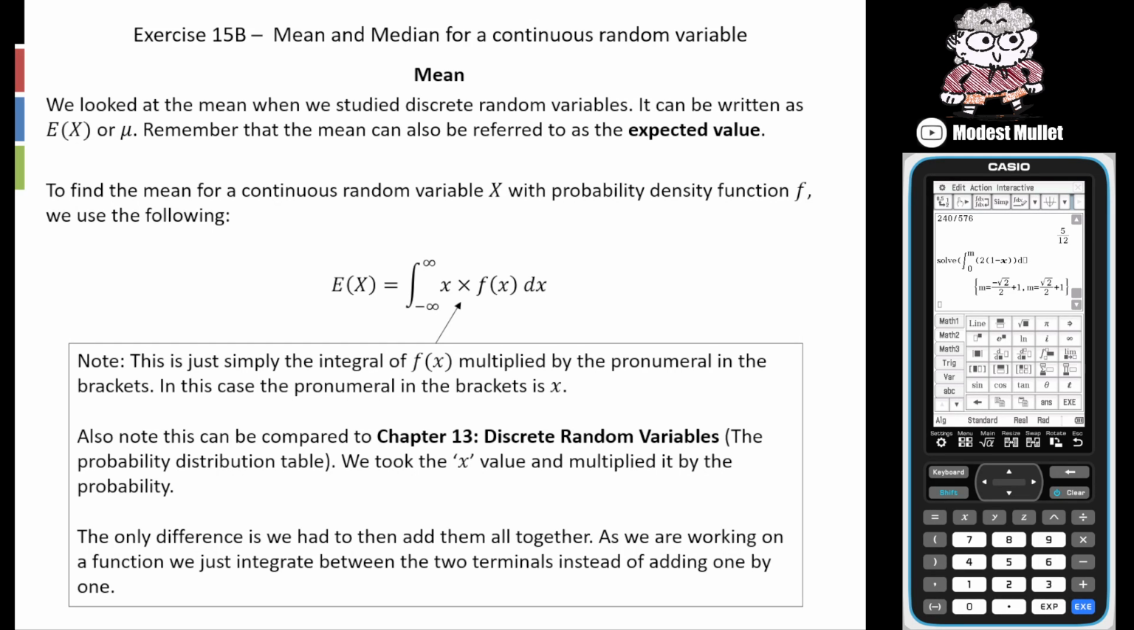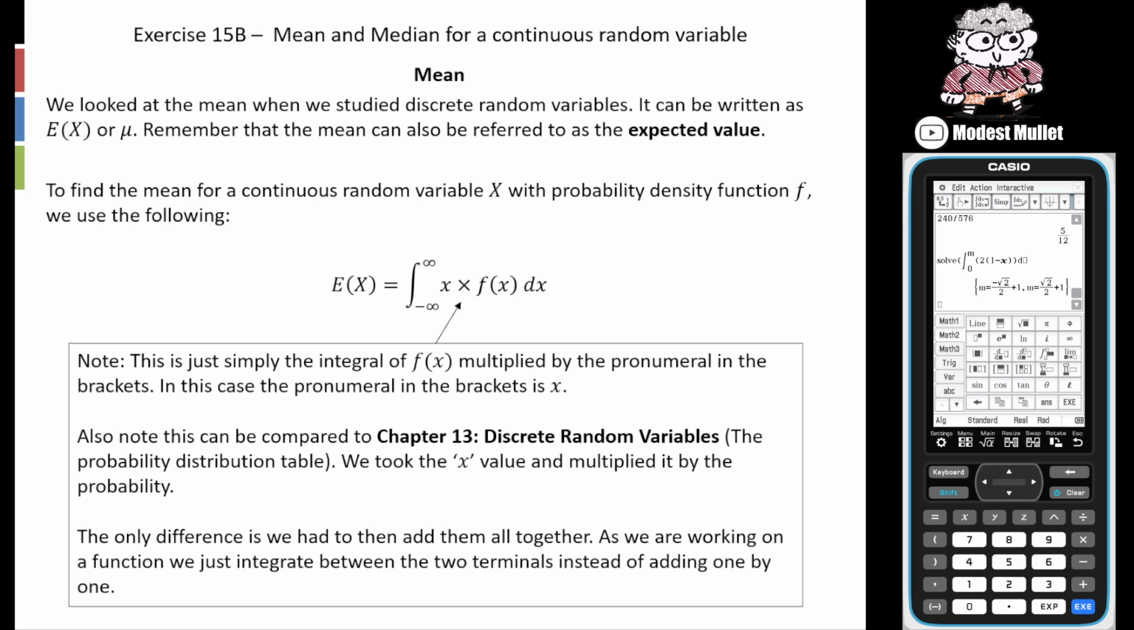Hello all and welcome to this video where we're going to look at the mean and median for continuous random variables or continuous probability distribution functions. Let's jump straight in and we'll get started with the mean.